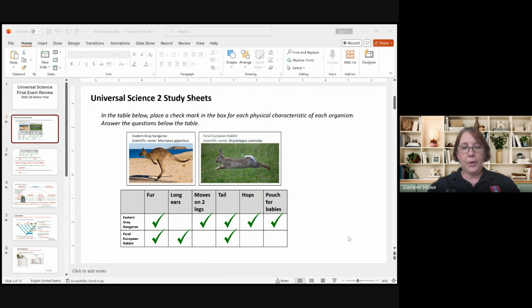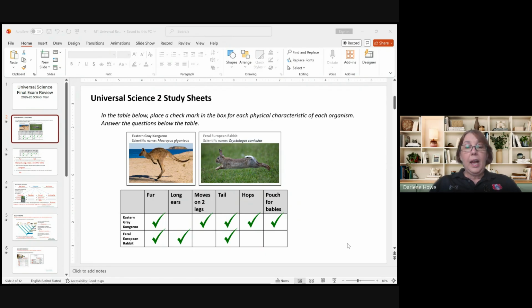Okay, so the eastern gray kangaroo, does it have fur? Yes. We can see from the picture it has fur. And if you know anything about kangaroos, yes, they've got fur on them. The rabbit, yes, the rabbit has fur as well. The eastern gray kangaroo does not have long ears. If you look at its ears, they're around the same size as a dog or a cat or something like that. We don't think of them as having long ears. But when it comes to rabbits, yes, his ears are quite long.